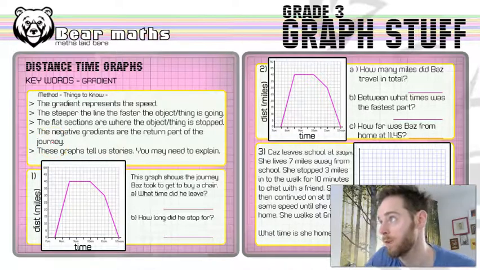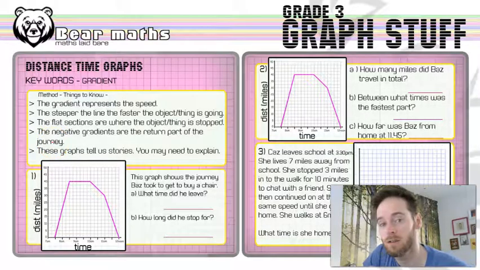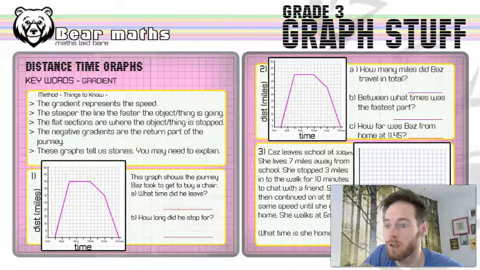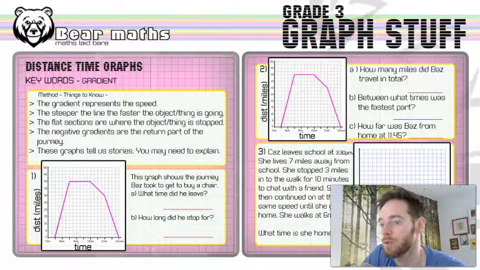This video is video number 85 and it's on distance time graphs. So the key word I've got for you is gradient. Again, that's just the steepness of the line. That's basically all you really need to understand in terms of different sorts of language in this.